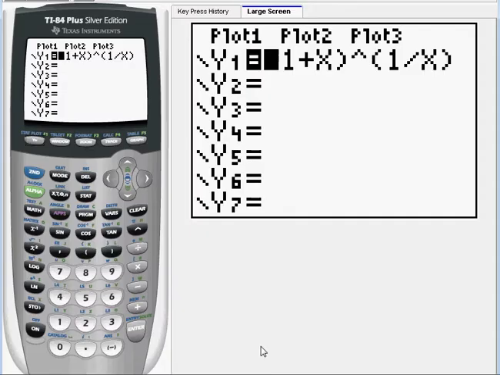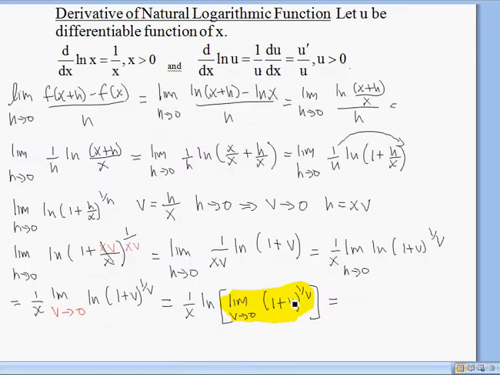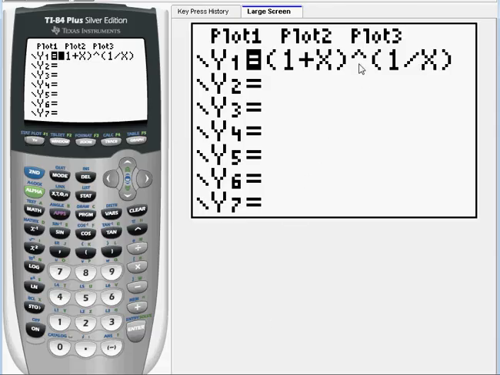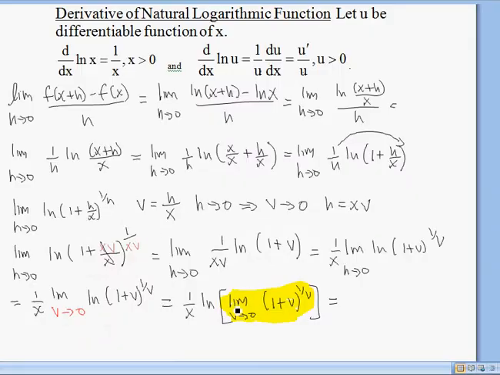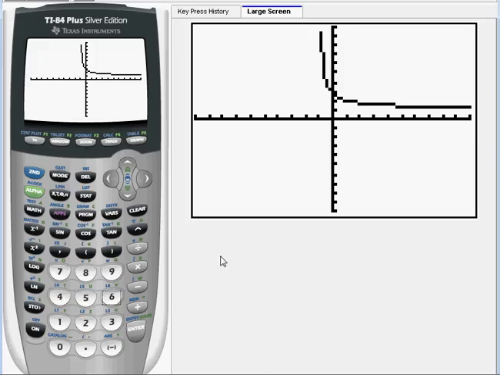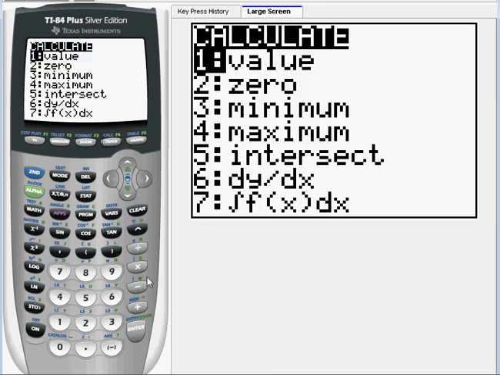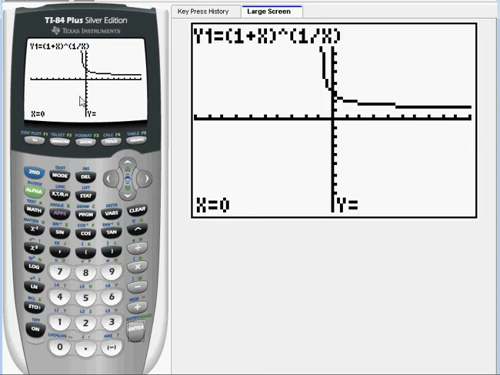So let's turn on the graphing calculator. Here's that same thing, 1 plus x raised to the 1 over x. 1 plus v to the 1 over v, same thing, which is written right here. So let's take a look at the graph. The graph isn't that illuminating. We're looking at v approaching 0, so right around 0. Not too sure what's going on at 0 right there. Unfortunately, if we plug 0 in, we get nothing because you can't have 1 over 0. 1 over 0 in your exponent is bad.